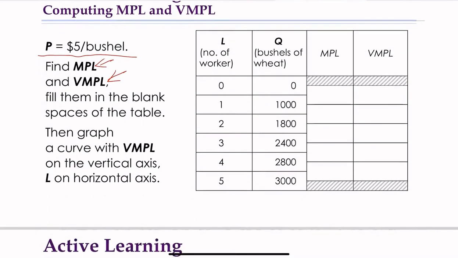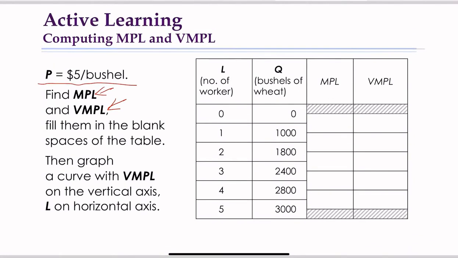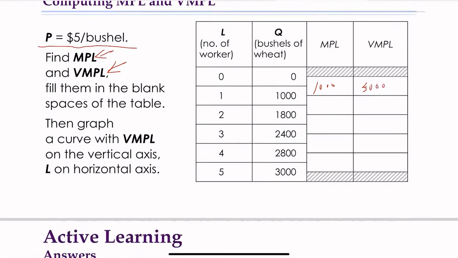Okay. Let's see. So by definition, marginal product of labor is the change in the quantity divided by the change in labor. So I will just finish the first row. So here you can see that marginal product of labor is basically 1,000. And then the value of marginal product is price times the marginal product of labor. So now we have 5,000. Okay. Obviously, you should try to solve the other rows, right?